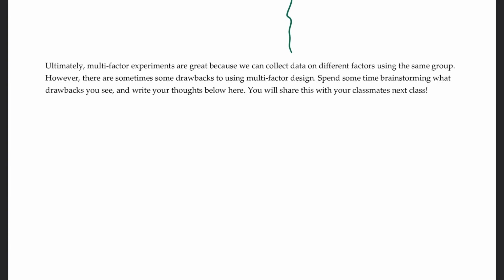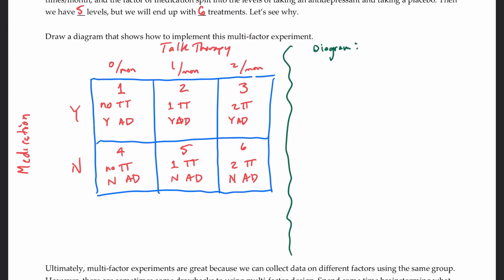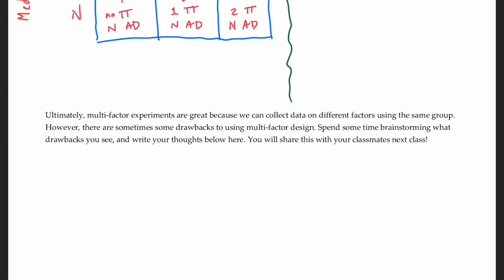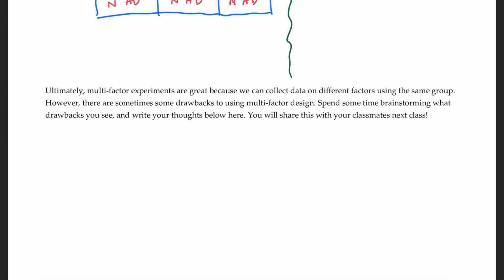But there are sometimes drawbacks to using a multi-factor design. So what I want you to do is spend some time here thinking about what you think are some drawbacks. If you were actually to do this experiment up here, where we have these 6 different treatment groups, what do you think might end up happening that makes you question whether your results are valid or not? Or you can brainstorm your other multi-factor things that you can come up with. What do you think are some things that would be not great about using a multi-factor design, despite the fact that it saves money and stuff like that? So think about those, brainstorm here.